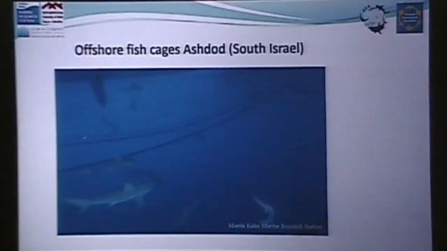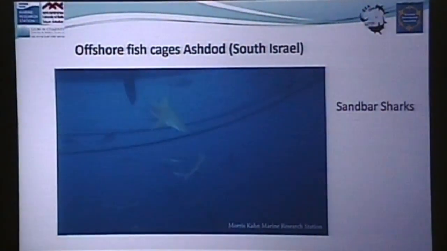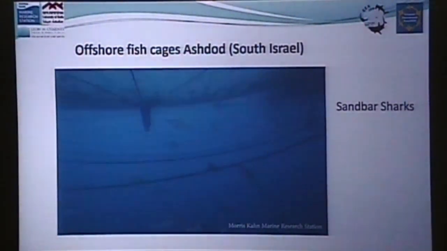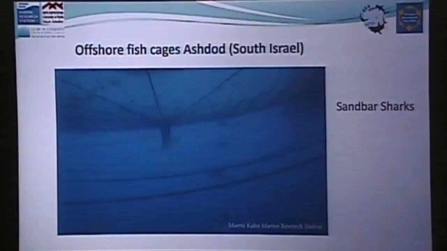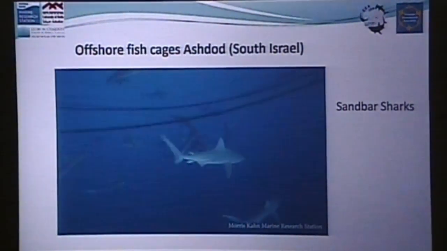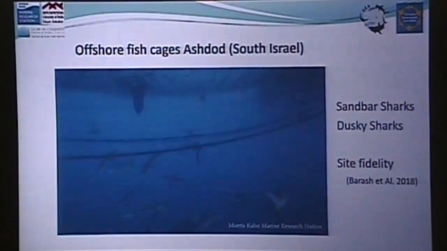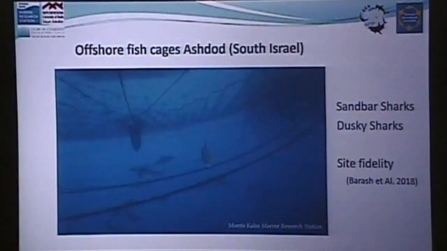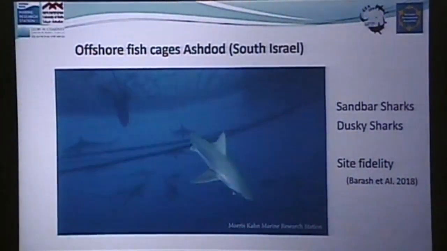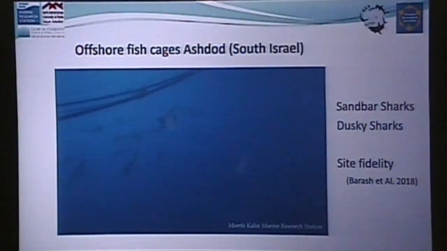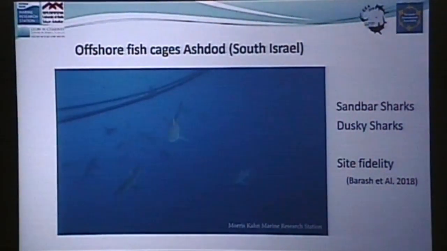So this is what we see in Israel, and I have some footage that you can see here. This is under the offshore fish cages of Ashdod, in the south of Israel, about 6 nautical miles away from shore. It is mainly sandbar sharks, a few dusky sharks, and Adi Barash in her work has shown some site fidelity. As you can see, one of those animals is this female here with the broken jaw that has been seen for a couple of years, coming again and again.